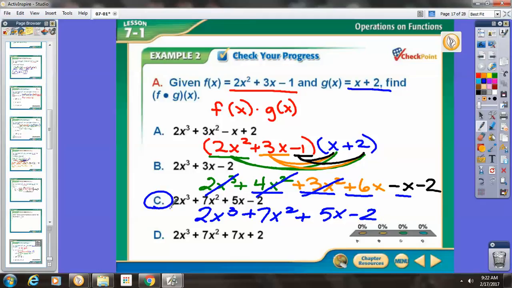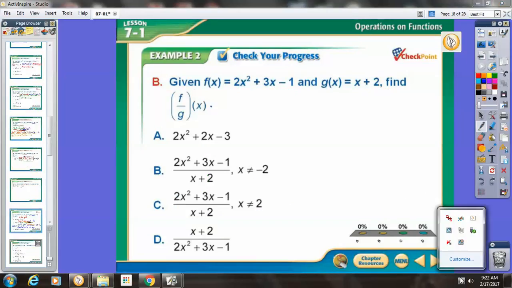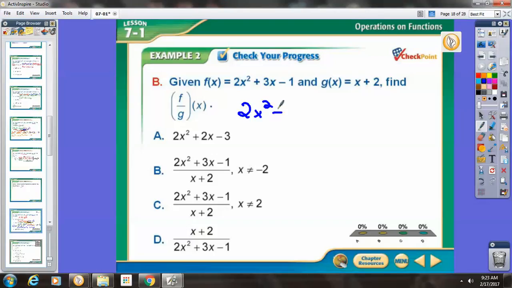Let's look at one more. This next one is division. I want you guys to try it, and then we'll compare answers. Okay, so we take our f function, we have 2x squared plus 3x minus 1, and we're dividing that by g of x, which is x plus 2. What can x not equal? Negative 2. If x is equal to negative 2, our denominator would be 0. It's okay to have 0 in the numerator, right? You can calculate 0 over something. You just can't have something over 0. So I agree. X cannot be negative 2.